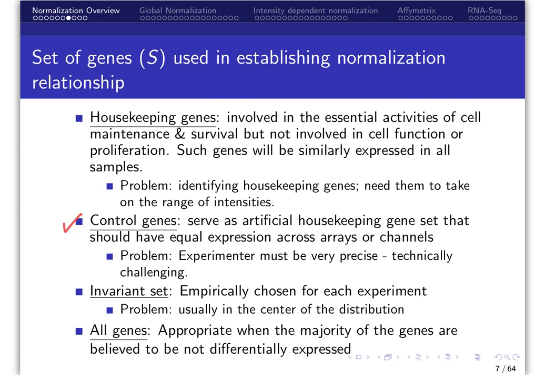With respect to an invariant set of genes, that means that after all arrays have been hybridized, the analyst identifies genes that are relatively constantly expressed across all samples. So these invariant sets of genes are empirically determined and will differ from experiment to experiment. Usually, invariant sets of genes have expression values in the center of the distribution, and so do not reflect the range of all genes expressed in the samples. All genes may be used, and this is appropriate when the majority of genes are believed to be not differentially expressed across samples.